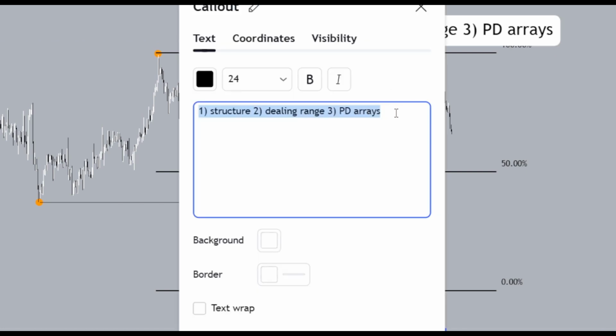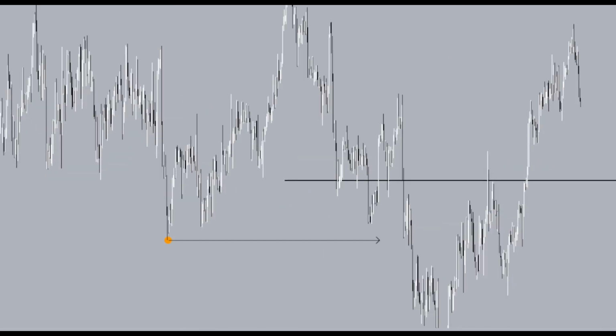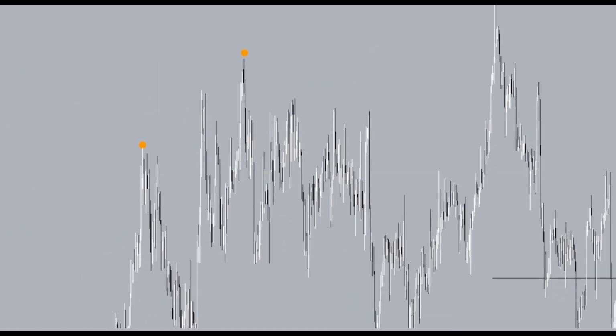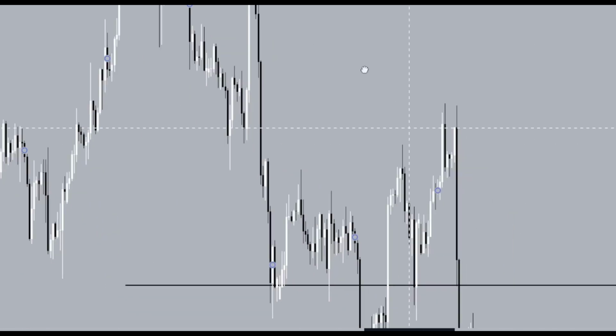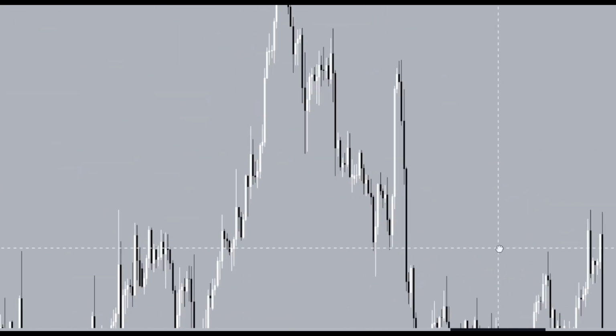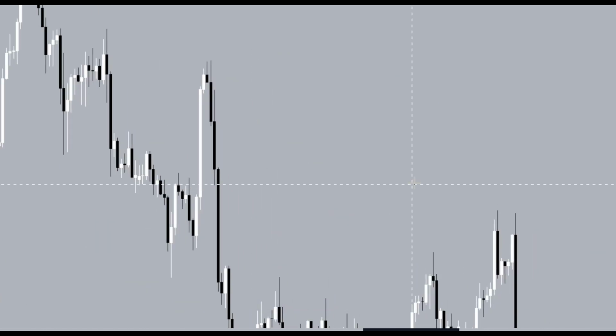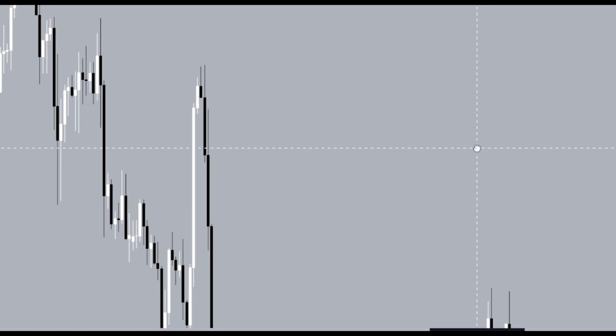And after this, we want to identify our fair value gaps. So we want to be looking for premium fair value gaps as we are bearish. Okay, so if we zoom into the price action, what we want to do is understand where the points of interest, the POIs, are. So we understand we're above that 50% level. This line here represents the 50% level. Anything above that is indeed a premium. And so from here, once we have our premium, we need to then understand where the fair value gaps are.